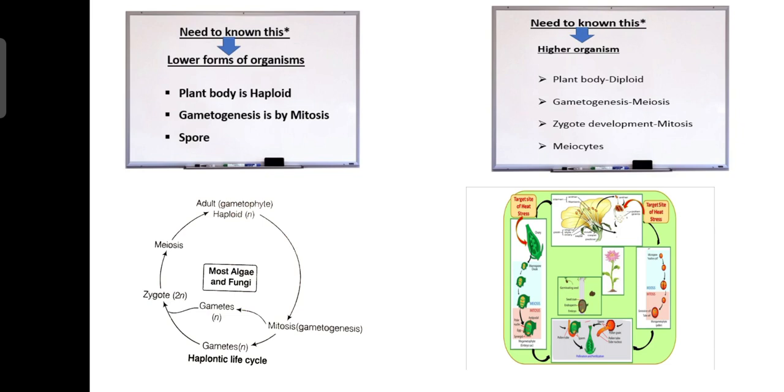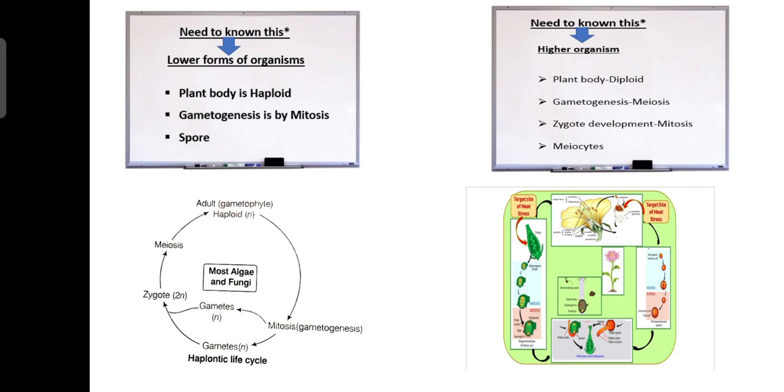So these gametes, when they fuse, result in formation of a diploid zygote. The zygote develops into an embryo only through mitotic cell division. Therefore, any cell which undergoes meiotic cell division is called a meiocyte. What do we call it? We call it meiocytes.